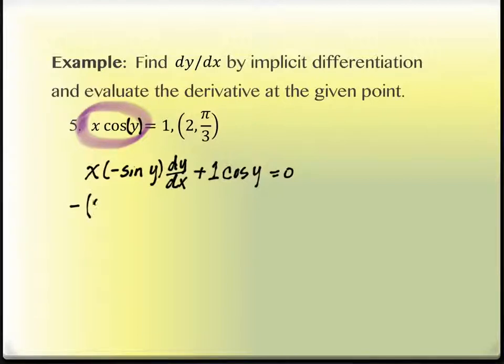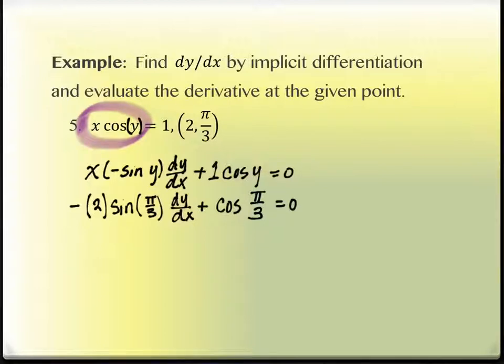X is 2. Sine of y is pi thirds. And I do have the dy dx here that I'm finding, right? I'll solve for that in a minute. And then I have cosine of pi thirds. And this is probably one of the first times, at least in class, that I've asked you to remember some very specific trig function evaluation.